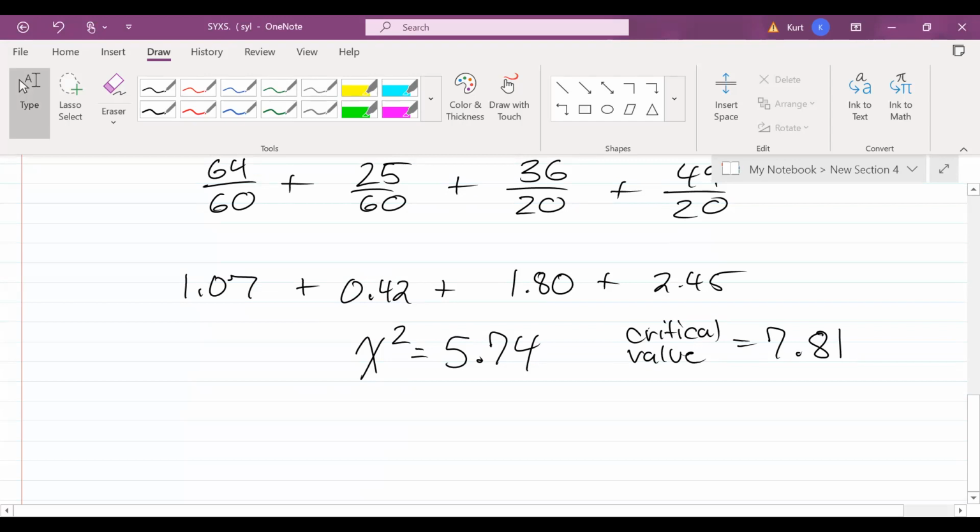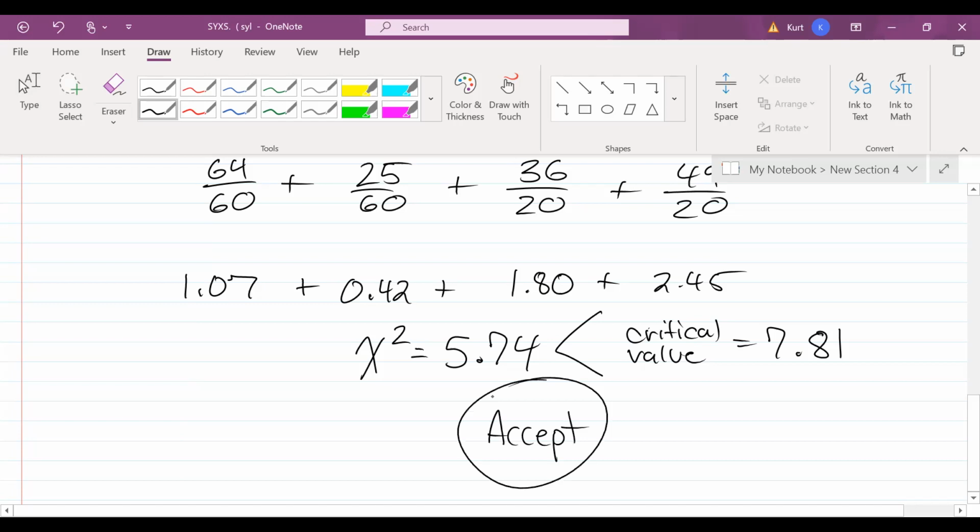That happens if chi-squared is less than the critical value. Chi-squared is less than the critical value here. So we would accept the null hypothesis. There's nothing wrong with the experiment. There's nothing wrong with this setup. The outcomes are statistically likely and accepted. Any questions?